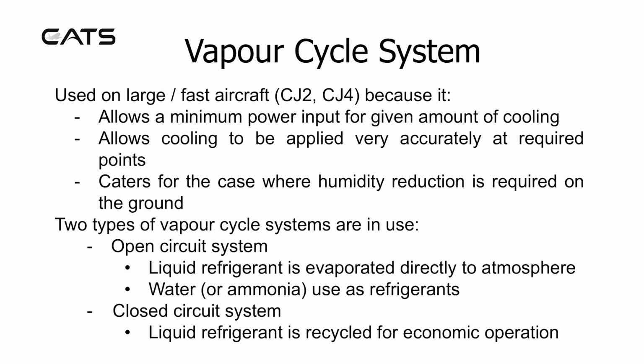There are two types of vapour cycle systems in use. The open circuit system, where liquid refrigerant is evaporated directly to the atmosphere, water or ammonia are used as the refrigerants, or the closed circuit system, where liquid refrigerant is recycled for economic operation.